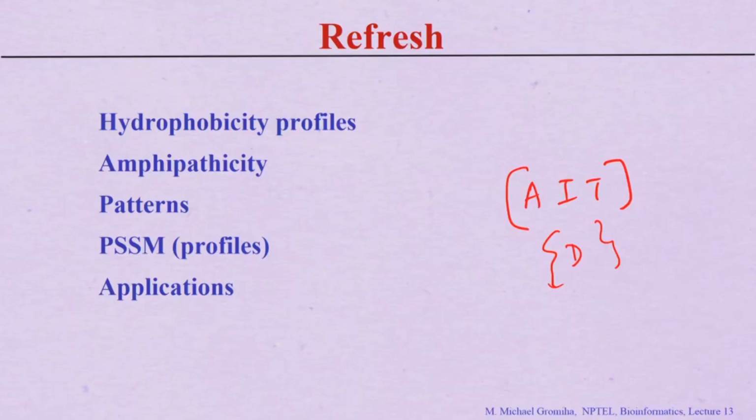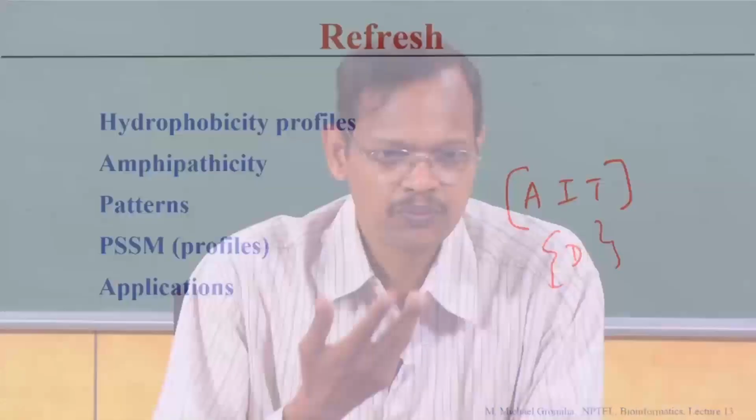Then we discussed the profiles, right, position specific scoring matrices or position weight matrices, right. How do we construct the position weight matrix or scoring matrix? We take the frequency of residues. First we need the multiple sequence alignment. From the multiple sequence alignment we get the frequency, then we convert the frequency into this matrix, right, by normalizing with the probability of residues, right.